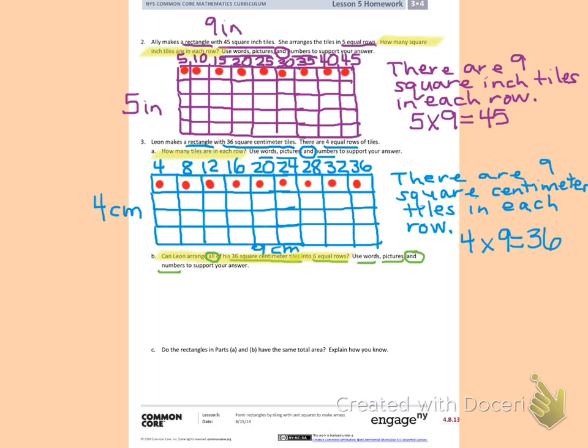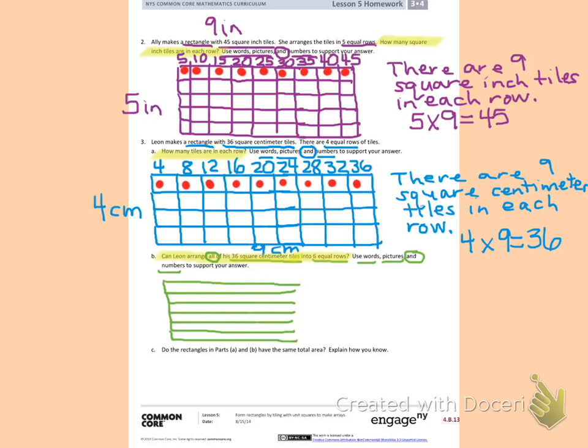So I'll try it. 6 rows. 1, 2, 3, 4, 5, 6. Okay, let's try this. Here's my vertical lines.